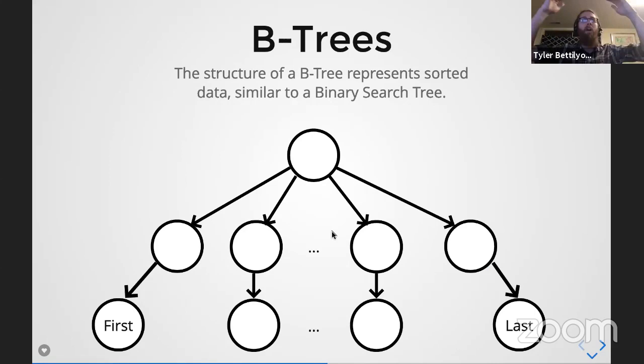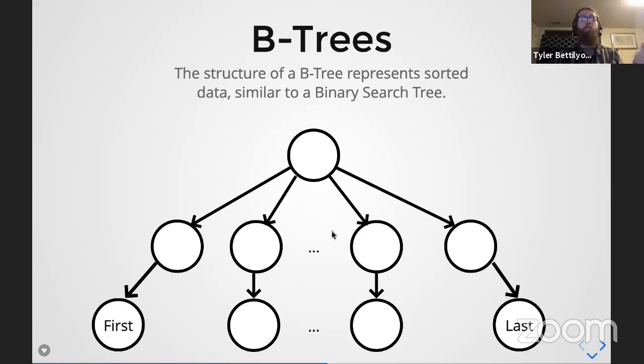So, if you just have 100 items, then you can have a B-tree that's only 1 level. If you have up to 10,000 items, then you can have a B-tree that's 2 levels. If you have 1,000,000 items, you can have a B-tree that's 3 levels and represent all your data. And the structure kind of grows that way.